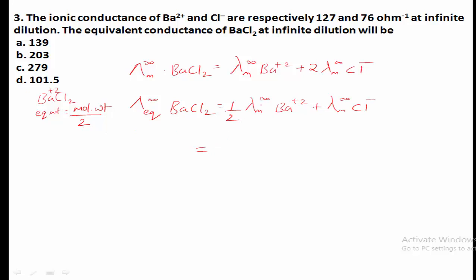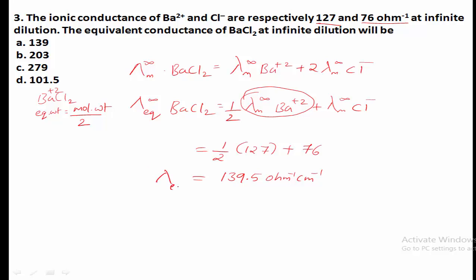Therefore, now substitute the values. What is the value of the ionic conductance of Ba2+? It is 127. So 1 by 2 into 127 plus the ionic conductance of Cl-, which is 76 per ohm. How much will you get on simplification? You will get 139.5 per ohm per centimeter. So this is the equivalent conductance at infinite dilution. Which option is right here? Here we have got 139.5, but they have given 139, so take this answer only. So option A is the right answer.